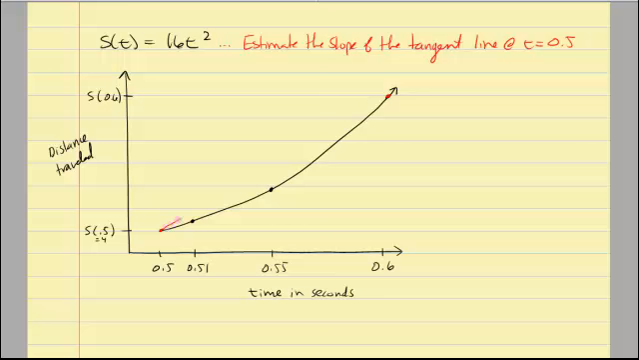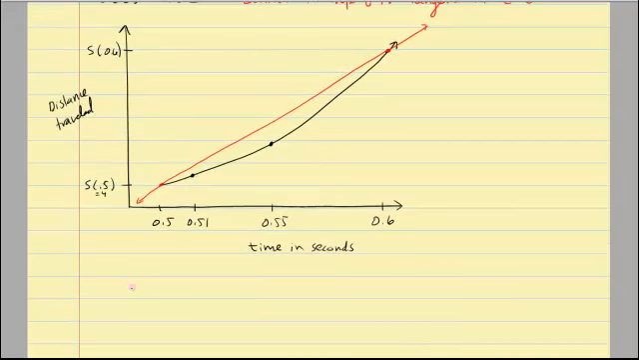So to get started here, what I'm going to do is I'm going to estimate it with this secant line. And as you can see here, it's probably not a very good estimate. Okay, so what I want to do is to find the slope of the secant line. The slope, of course, m represents slope of the secant line on the interval 0.5 to 0.6.